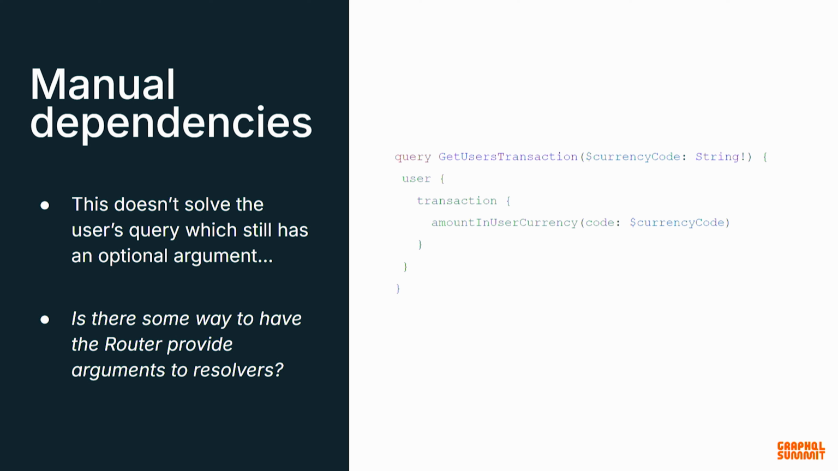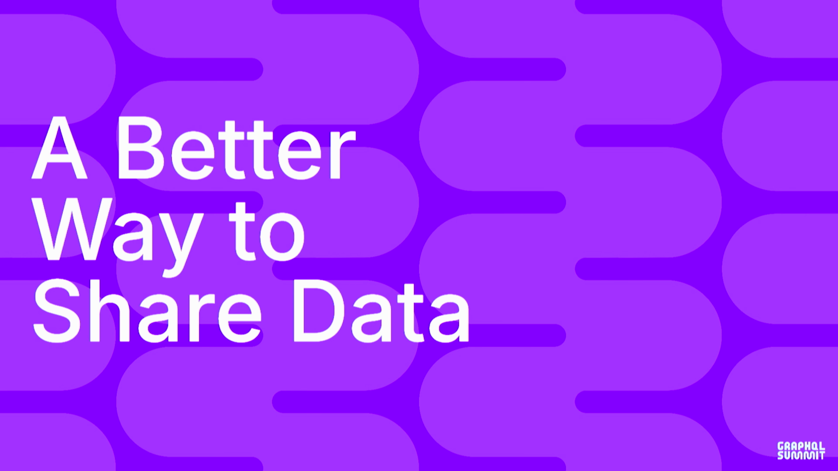And on top of that, it doesn't remove the argument from the schema. People might still pass in their argument. It exists in the query. Clients could query for it. So what we really want is some way for the router to select data and actually pass it into our different arguments, right? And that hasn't existed until today. So that's what I'm here to talk about, a better way that we can share our data.